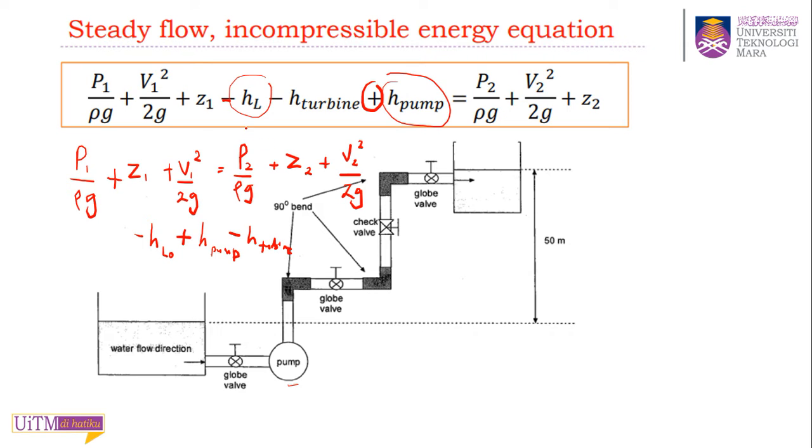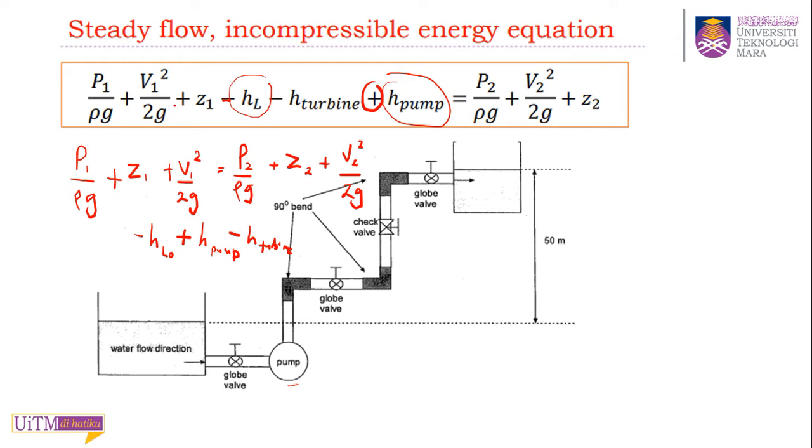So that's why you will end up with this equation. P1 over rho G plus Z1 plus V1 squared over 2G minus the head losses, because you have that friction, major and minor, and you will have that losses, and because of that losses you will need a pump to cover back. So that's why you add the head for pump.